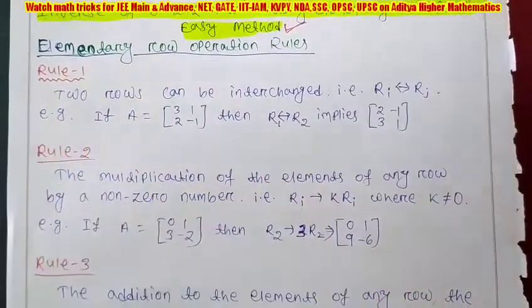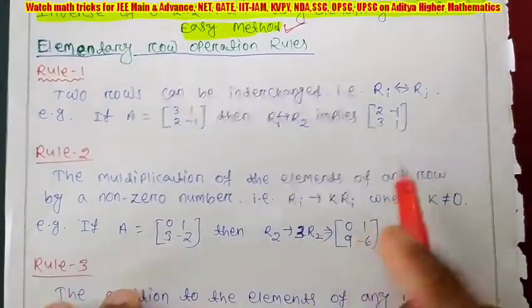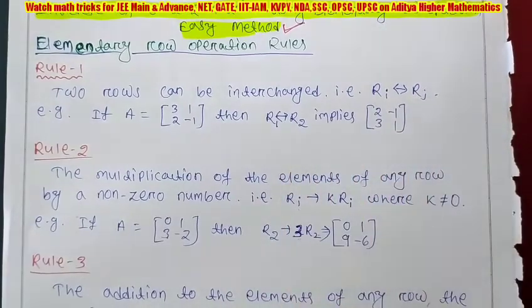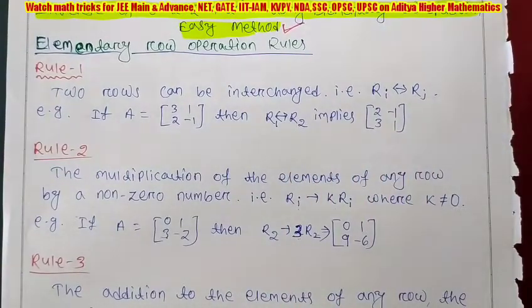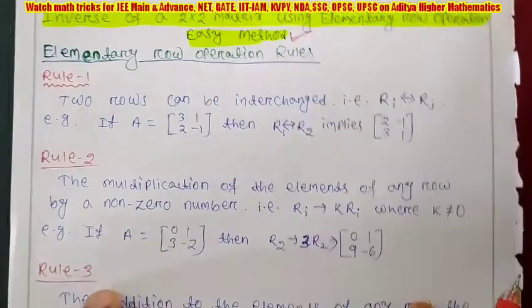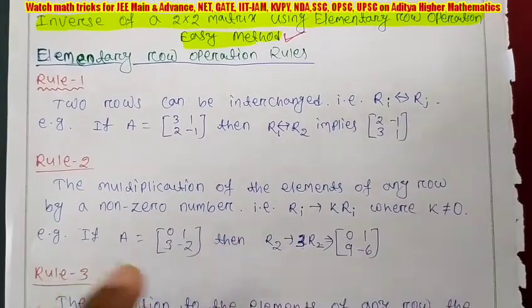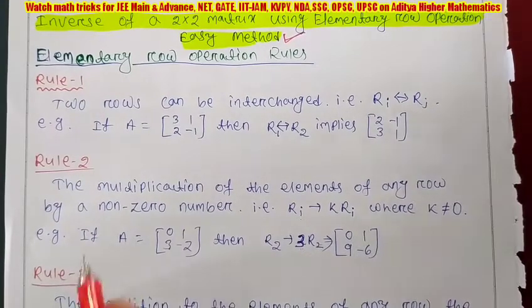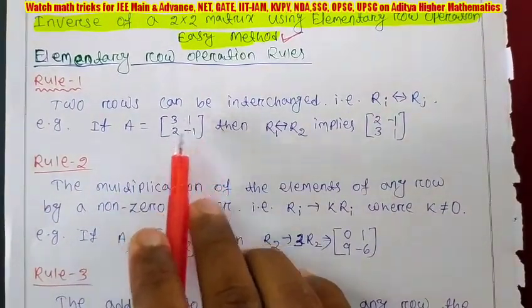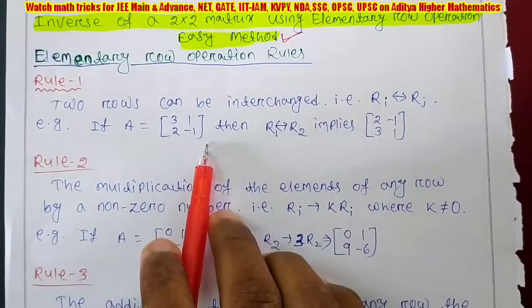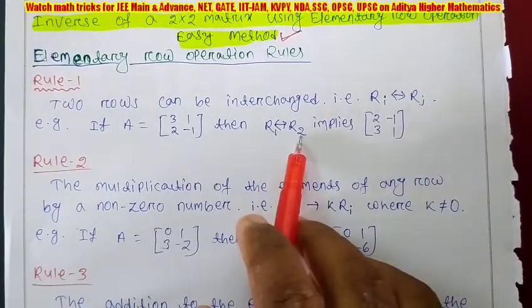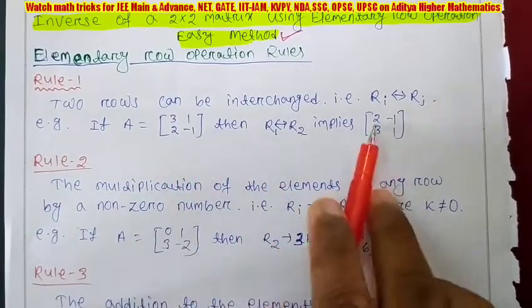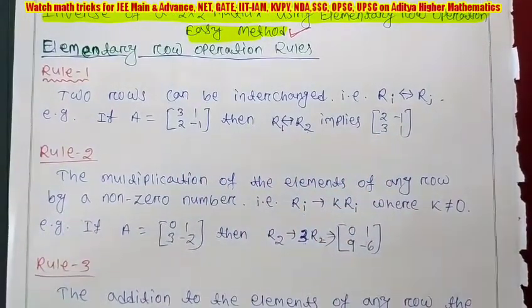Rule 1. Two rows can be interchanged, and the notation of interchange is a double arrow mark. That means if there is a square matrix, since we are discussing a 2 cross 2 matrix, R1 and R2 can be interchanged in elementary operation. If A is a matrix 3, 1, 2, minus 1, then we can interchange R1 and R2 like this: 3, 1 now in the second row and 2, minus 1 in the first row. So this is rule 1.